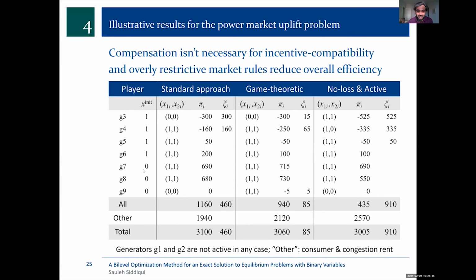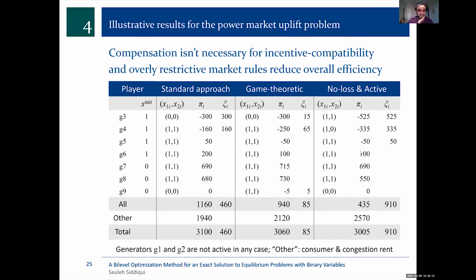And you'll notice that generator 7 makes a lot of money, so does generator 8. And we actually asked generator 9 to turn on in this case. Generator 9 loses 5, and we compensate them for 5, because otherwise they would not have made any profit. In this case, they were off. So by adding generator 9, we kind of change how the market works. But what you can see, profits are lower. Consumers do better with 2120. Total surplus is lower, but you can see that we've reduced compensation payments by quite a bit using our game theoretic approach.